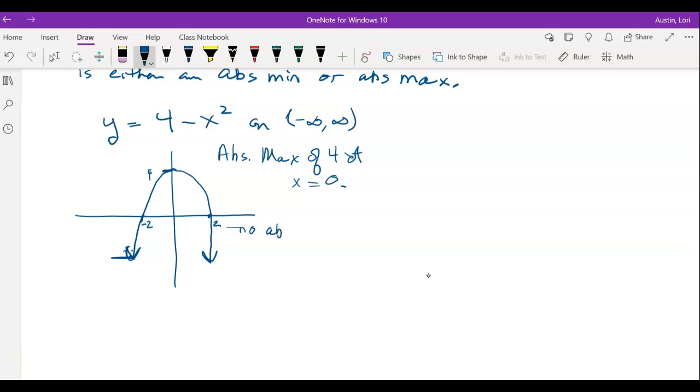No. Right? No absolute min values. Okay, let's change the domain. Now I want you to sketch this graph on your paper, but now change the domain from the same thing.